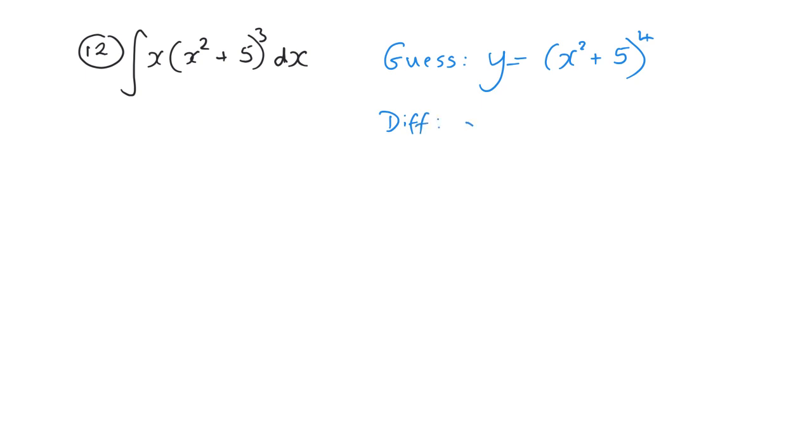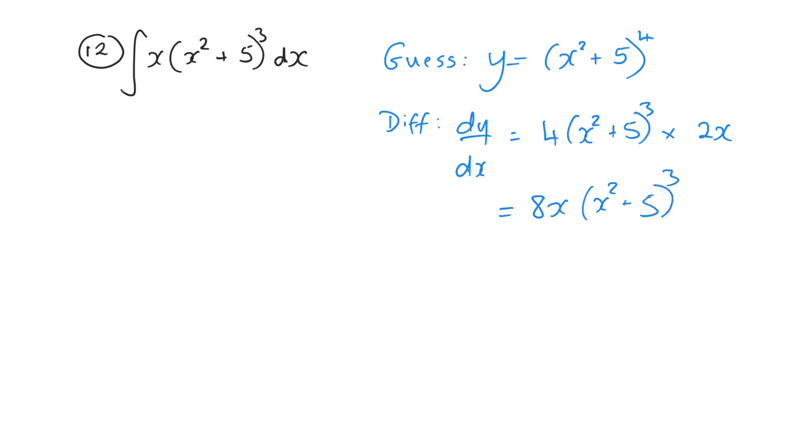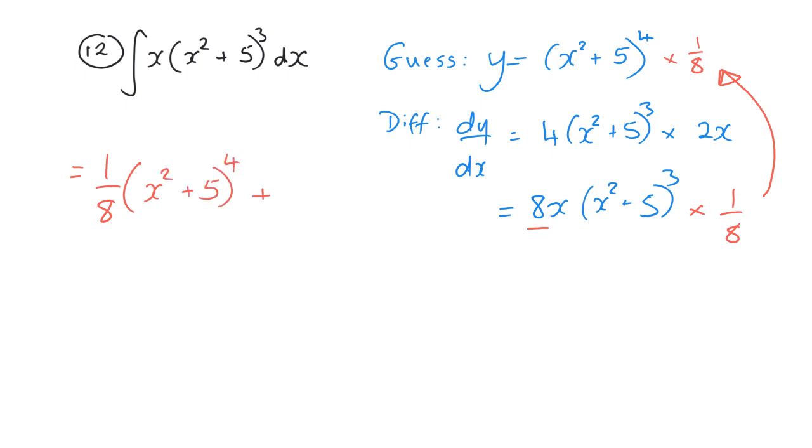So when we differentiate that, we get 4 upon (x^2 + 5)^3, and then differentiate what's in the bracket, we get 2x, so we'll get 8x upon (x^2 + 5)^3. We don't want this 8, so we'll multiply by an 8th to get rid of it, which means I have to multiply my guess by an 8th. So our answer is an 8th upon (x^2 + 5)^4 + c.